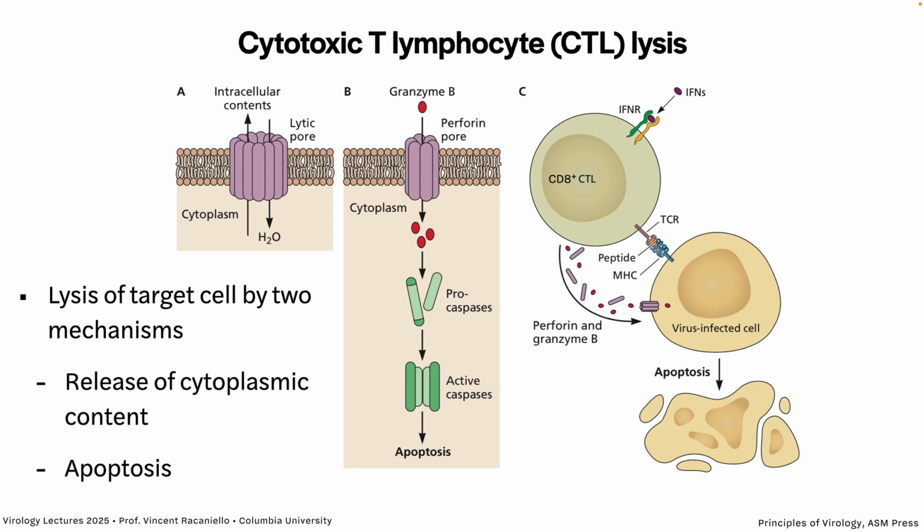So that's shown here in A. And then in B, the CTL also secretes granzyme B, shown in red, which goes through the pore and induces apoptosis in the infected cell. So it leads to cleavage of procaspases and the induction of the whole apoptotic pathway. So the CTL releases perforins that build the pore and granzymes that go in and induce apoptosis. So that's how these cells are killed.